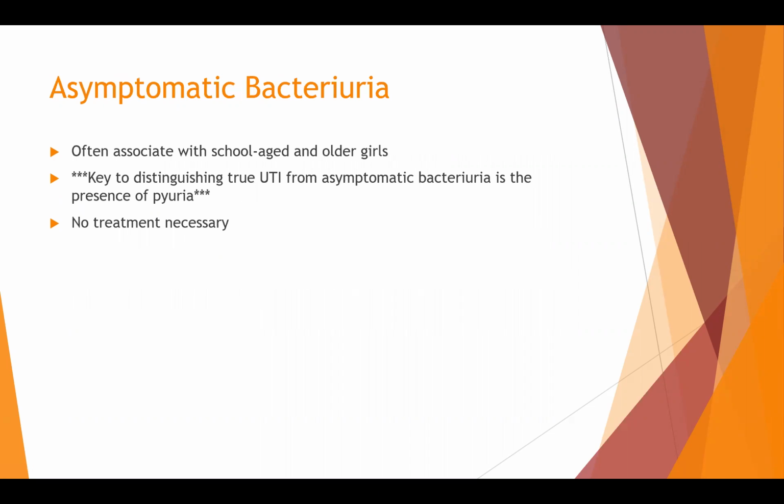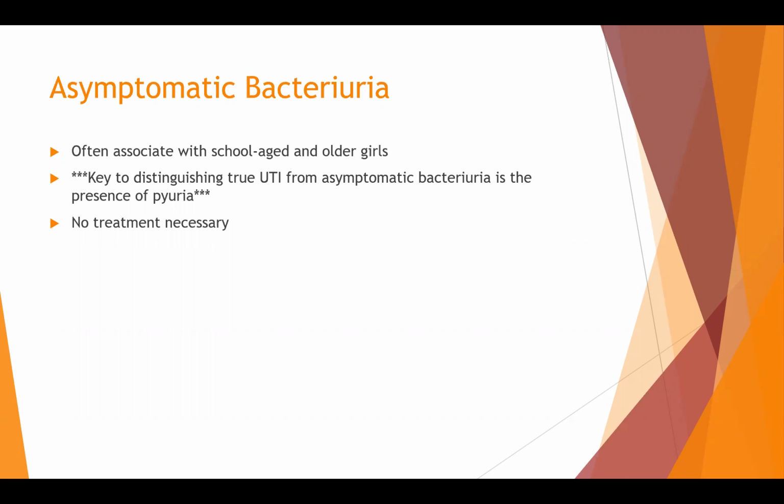All right, so let's take a second real quick before we move on to the next action statement and talk about asymptomatic bacteria. The key to distinguishing true UTIs from asymptomatic bacteria is the presence of pyuria. Well, and the fact that they're asymptomatic, right?